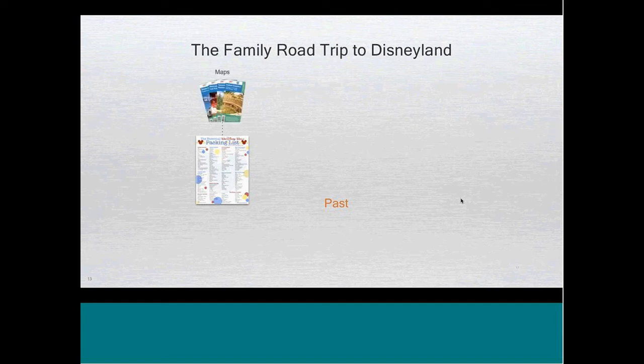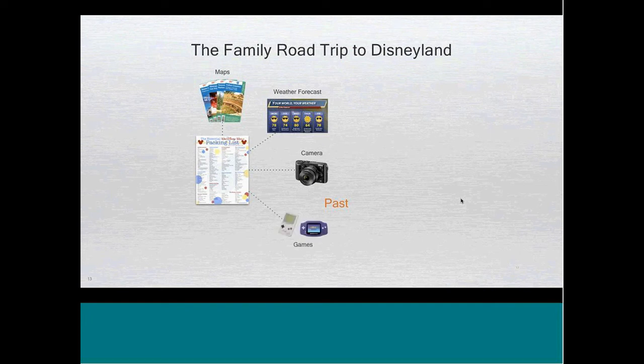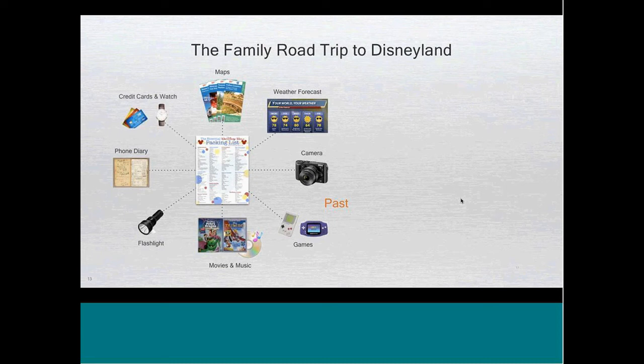We went to AAA. We got a bunch of paper maps. Then we looked at our local TV channel or newspaper for the weather forecast. Then we took our camera to take pictures because we were going on a family vacation. If we had kids traveling with us, then we took some games, movies, and music to keep the kids occupied, and hopefully they remained entertained. We also carried a flashlight just in case of emergency if something were to go wrong. We had our phone diary contact list in case we needed to contact somebody. We actually carried a paper version of the phone diary.